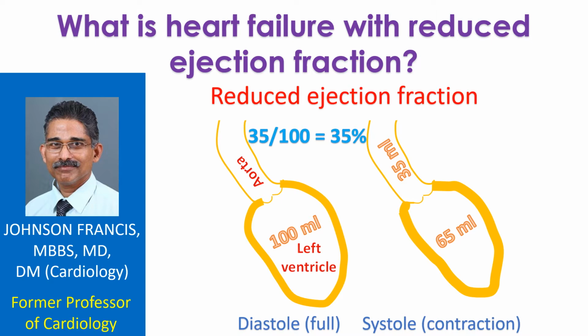The lower chambers of the heart fill when they relax after a contraction. As an example, if the left ventricle, the lower left chamber, has 100 ml of blood after filling and 35 ml is ejected out during the next contraction, the ejection fraction is 35%. Normal ejection fraction of the left ventricle is above 50%. In heart failure with reduced ejection fraction, the ejection fraction is below 40%.